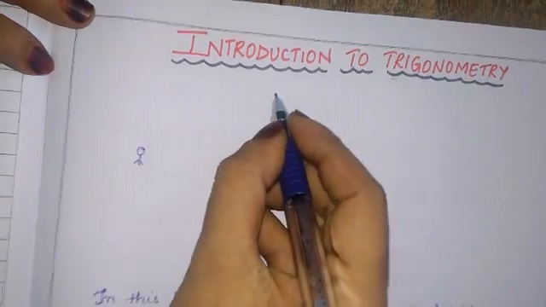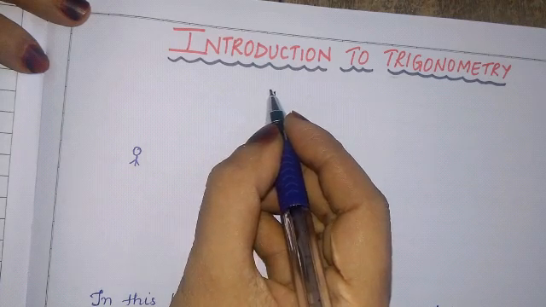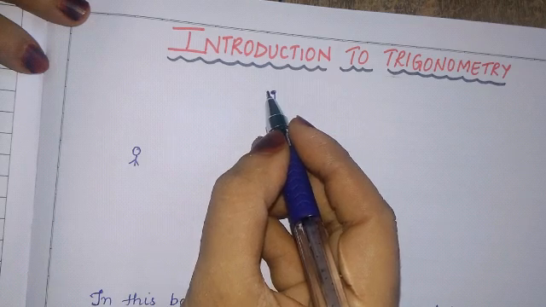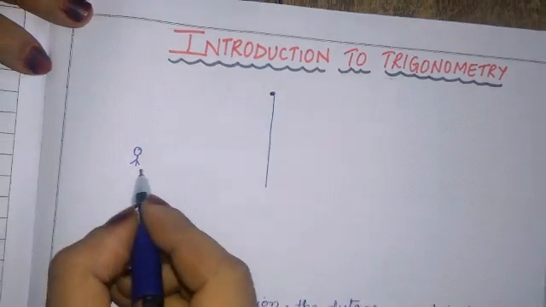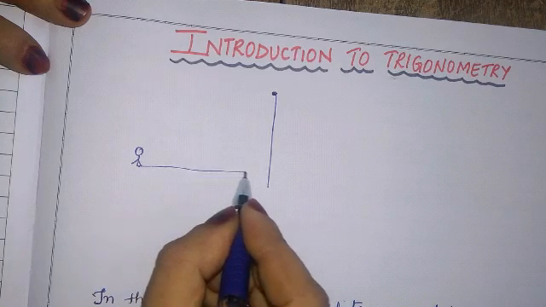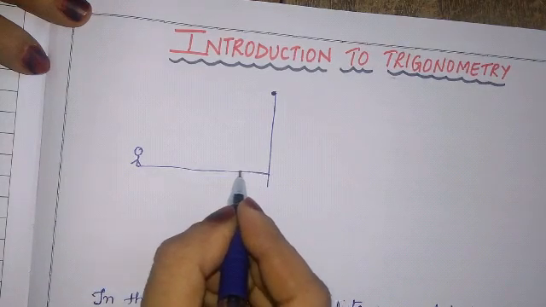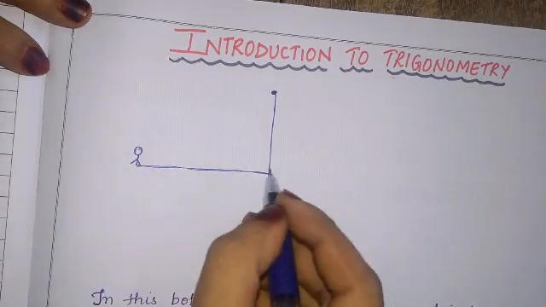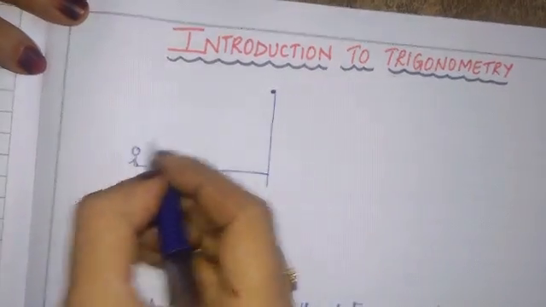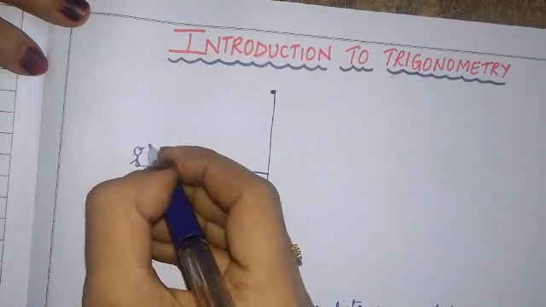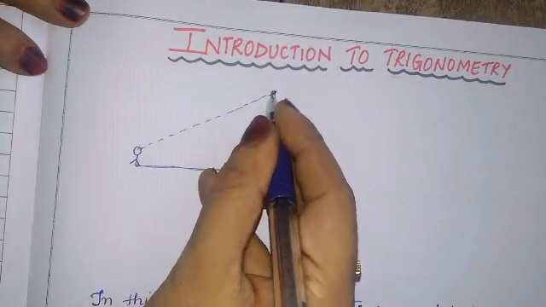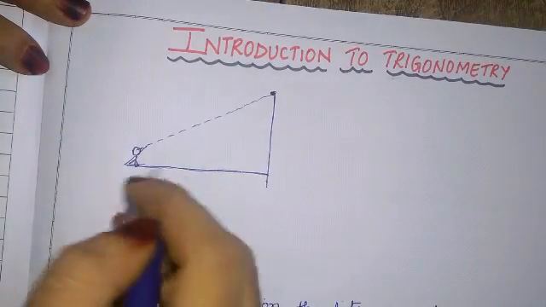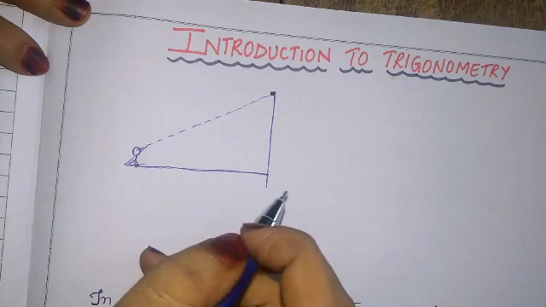Suppose if a student is looking at the top of the Minar, a right angle can be imagined to be made. For example, this is the ground level, and here the student is standing, and this is the Qutub Minar, and looking at the top of the Minar, then we can see that a right angle triangle will be formed.